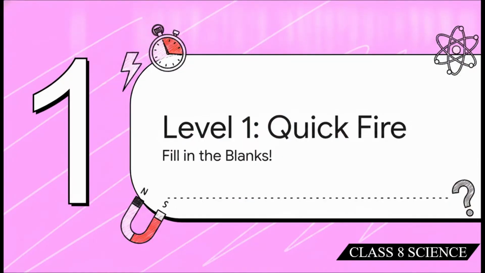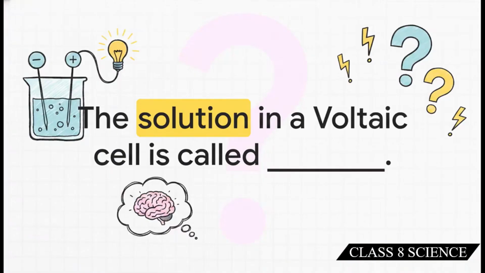Level 1, quick fire, fill in the blanks. Get those answers ready in your head. All right, first question. The solution used in a voltaic cell is called blank. Take a second to think about it. What do we call that liquid inside a cell that actually helps generate electricity? I'll give you a second.